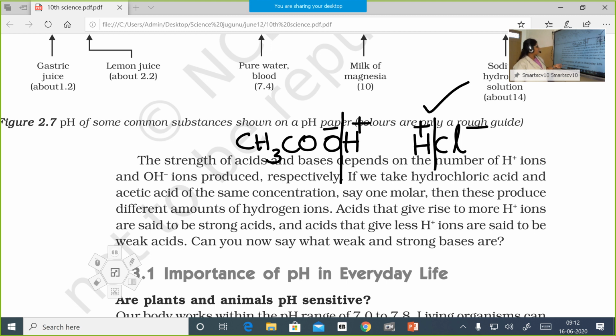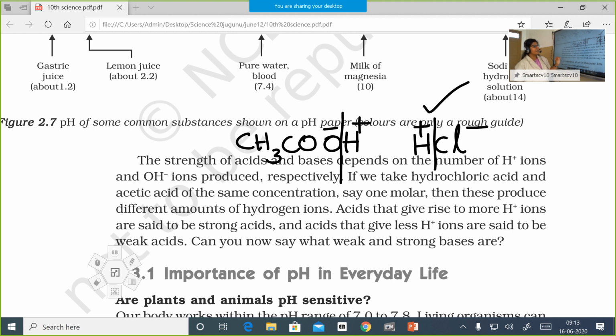So I'll just read it. Acids that give rise to more H plus ions are said to be strong acids. So what's the criterion for determining whether an acid is strong? An acid should produce more H plus ions. And how is an acid able to produce more H plus ions? Only if it ionizes completely. And acids that give fewer H plus ions, here acetic acid, are said to be what type of acids? They are said to be weak acids.